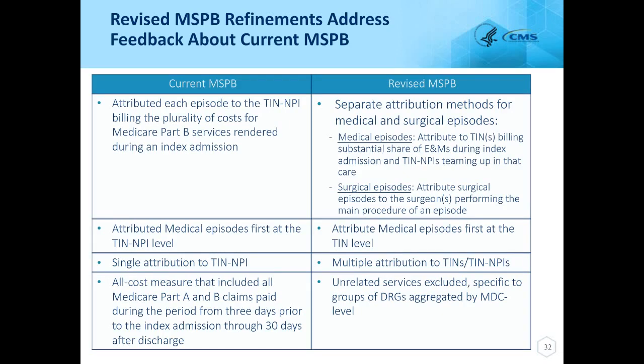So for medical episodes, a TIN will be attributed if they have 30% of the evaluation and management codes billed during the index admission. And then to attribute to individual clinicians, we'll do that secondly for medical episodes. We'll attribute the episodes to any NPI under a TIN which was found responsible by the 30% E&M threshold. For surgical episodes, we're actually going to look for the concurrent CPT or HCPCS procedure code that's related to that MSDRG and attribute the surgeons, both the TIN and the TIN NPI, that are billing those codes.